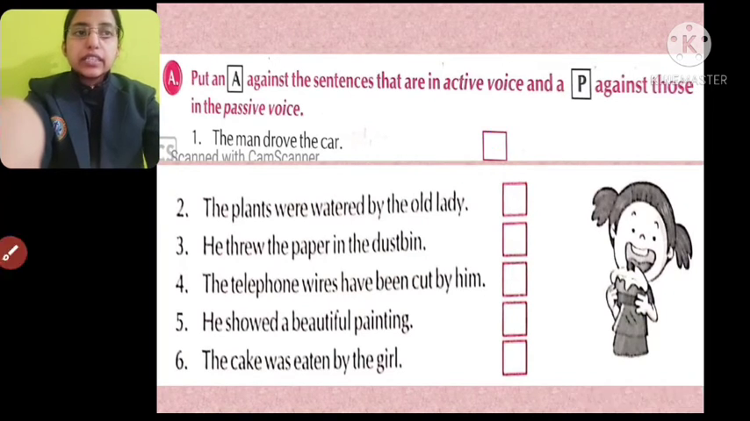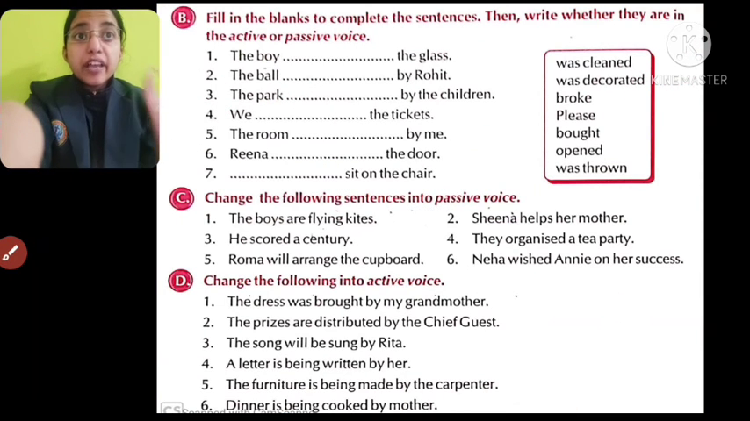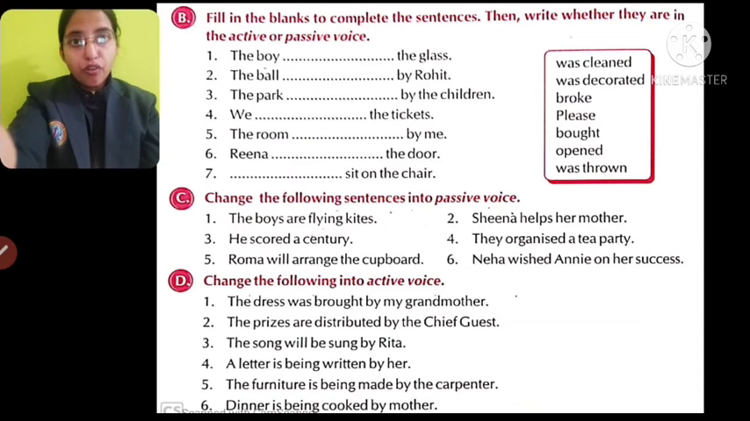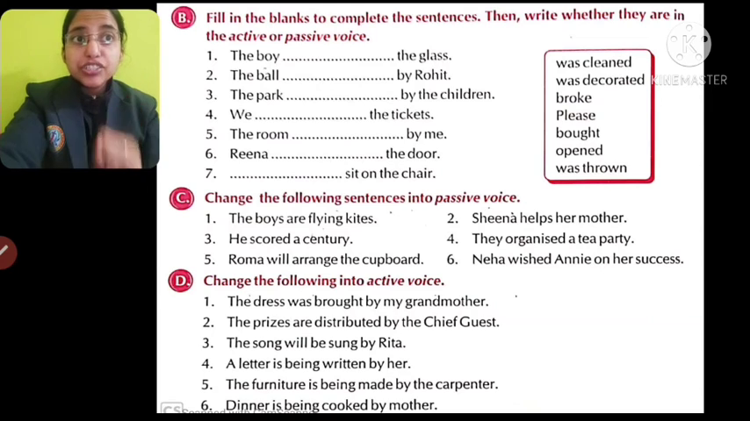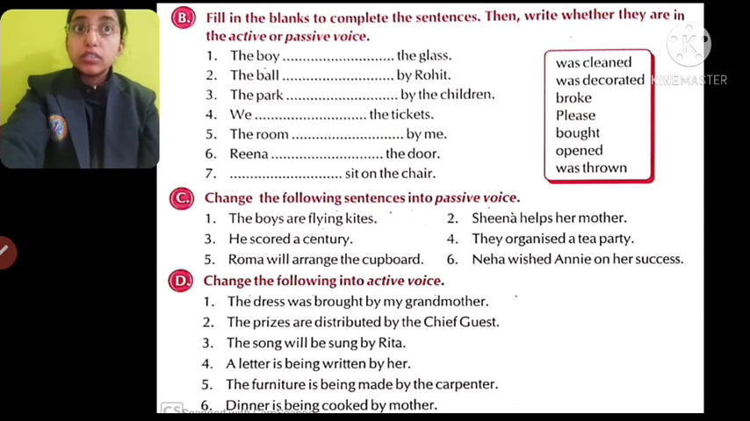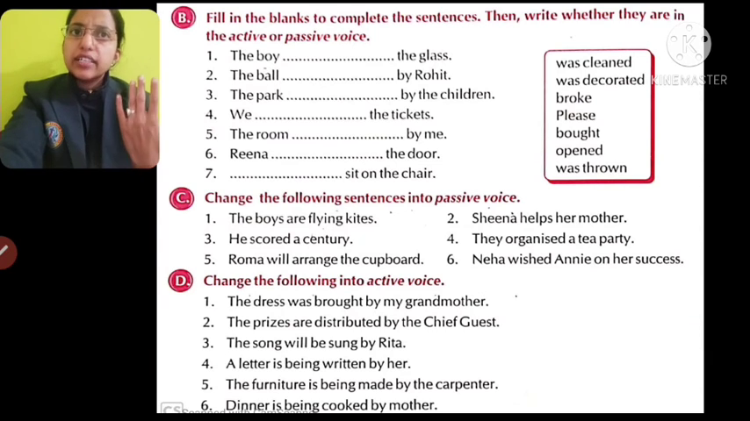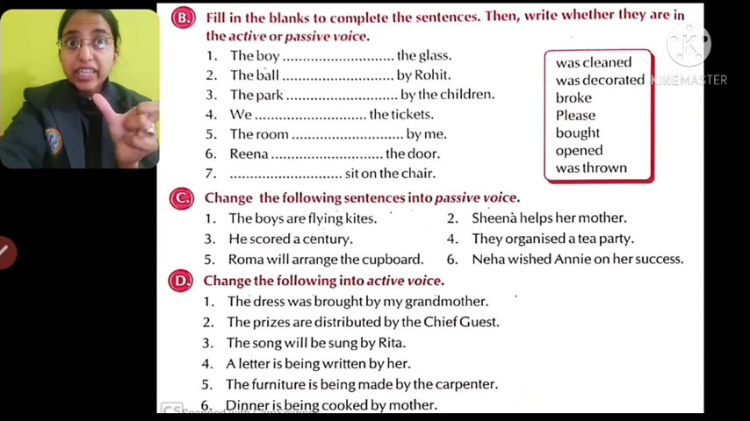Active. Then B. Fill in the blanks to complete the sentences. Then write whether they are in the active or passive voice. The boy dashed the glass. So in bracket we are having was cleaned, was decorated, broke, placed, bought, opened, was thrown. So what will come? Broke. The boy broke the glass. And it is also active because here the subject is the boy and the subject is active.